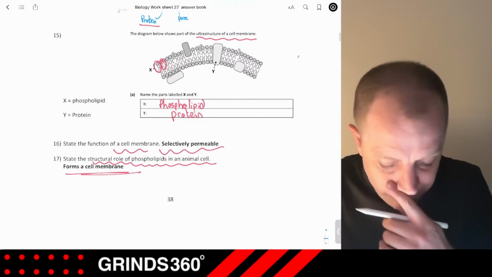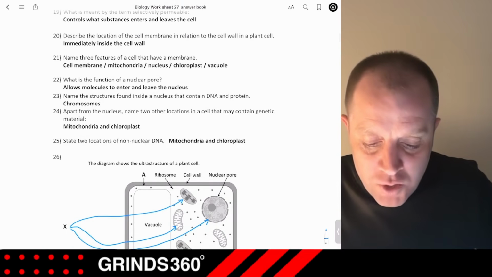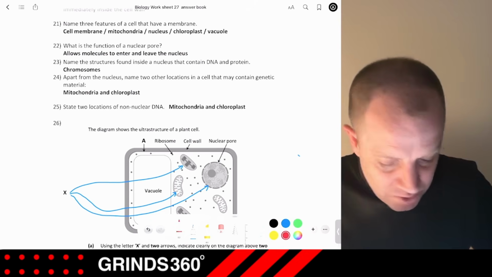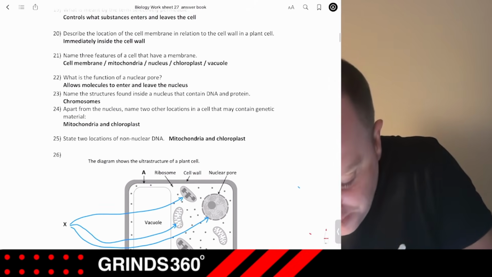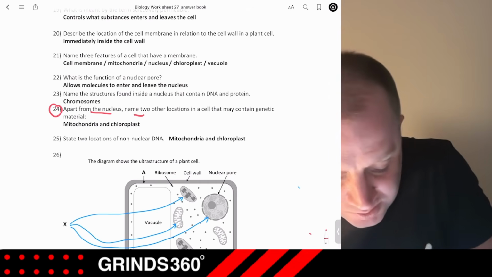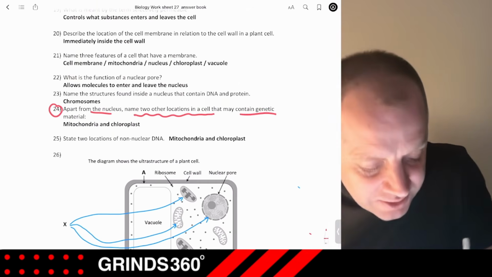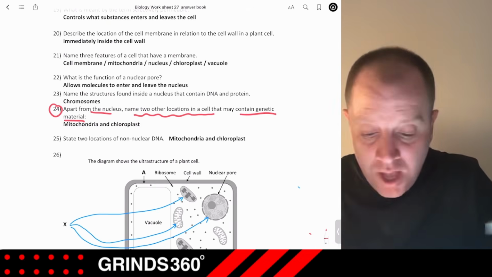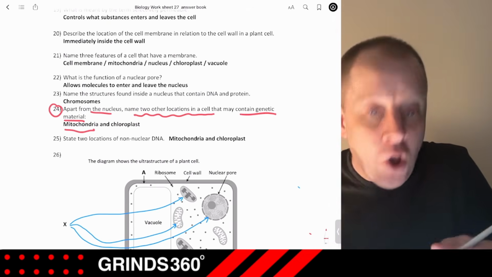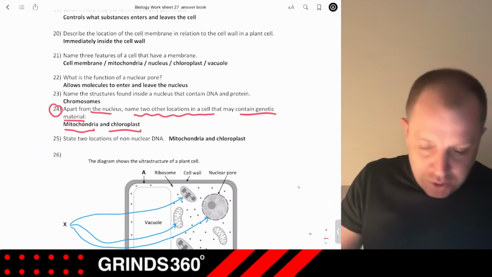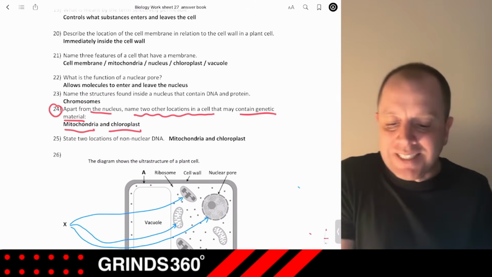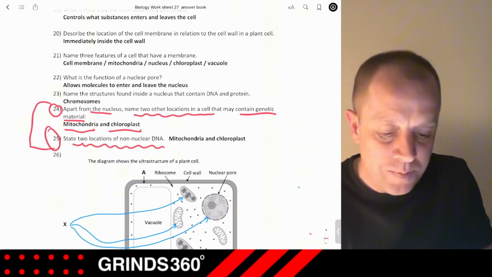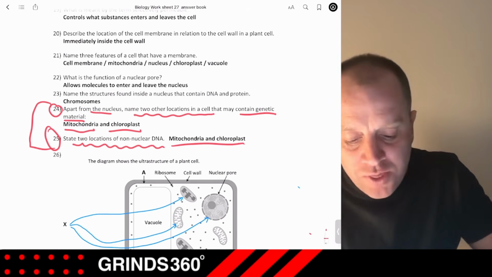If we then go down here a little bit further, what other questions do they ask on mitochondria? Question 24. Apart from the nucleus, name 2 locations in a cell that contain genetic material. Well, genetic material is DNA. So where would you find DNA in a cell apart from the nucleus? The mitochondria, or if it's a plant cell, we haven't studied this yet, the chloroplast. Okay, so state 2 locations of non-nuclear DNA. That's the same question as 24. So mitochondria and chloroplast.